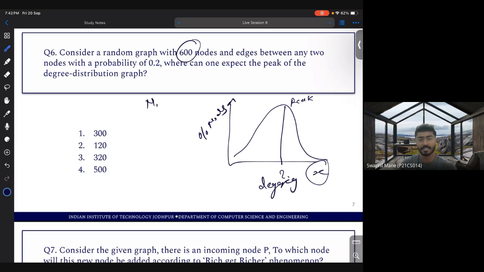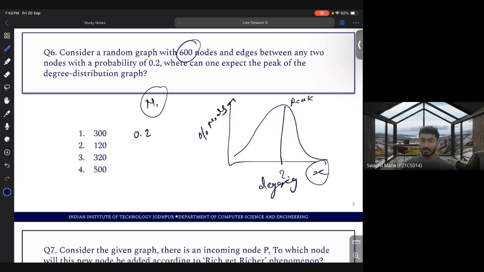N1 from this 600. So what is the possibility? How many nodes can he connect? How many nodes he can connect means how many edges he can establish between the nodes. We are given a probability of 0.2 to make edges between the nodes, and how many nodes can n1 consider?